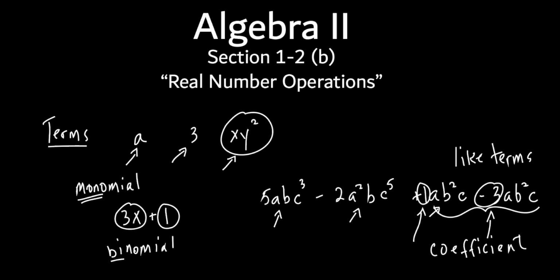So how would I add or subtract these numbers together? I got a 1 and a minus 3. Well, if I have the same term, I just add the coefficients, or subtract in this case, right? So what is 1 minus 3? Negative 2.